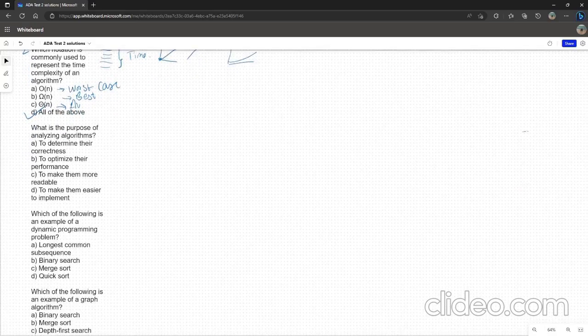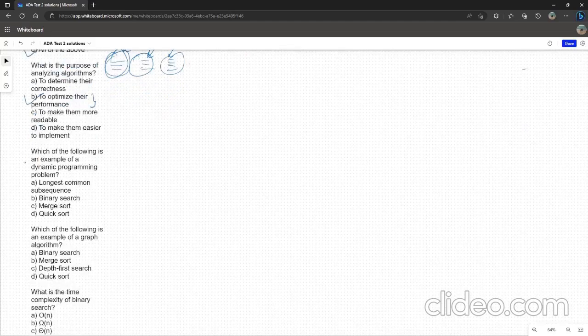Our third question is, what is the purpose of analyzing the algorithms? Suppose we have three algorithms, each to perform the same task. But now we have to analyze these algorithms. So we will see what the options say. To determine their correctness, yes, we can do that. To optimize their performance, that can also be done. To make them more readable, no. To make them easier to implement, no. The main purpose of analyzing an algorithm is to optimize its performance. We want to compare these three algorithms, and for each algorithm we want to optimize its time complexity and space complexity. The correct option will be to optimize their performance.